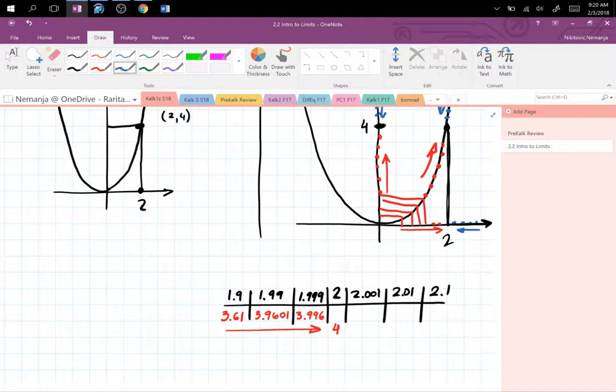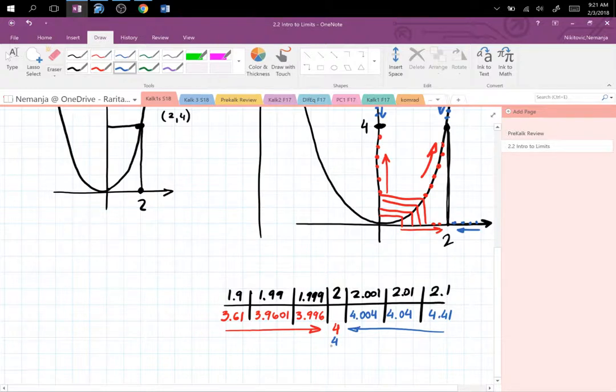On the other side, the blue ones, 2.1 squared, all the way at the end, is 4.41. 2.01 squared is 4.04. And then 2.001 squared is 4.004. So if you observe the trend going from the right, you see that the farmost one was 4.4 and then 4.0 and 4.0, right? So from this side, it also goes to 4.